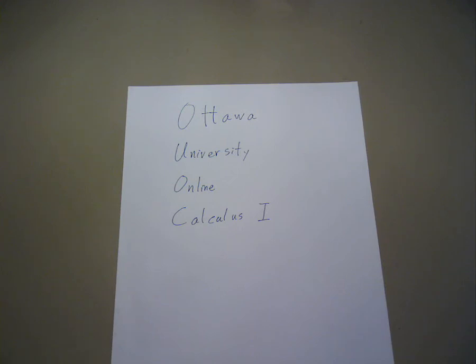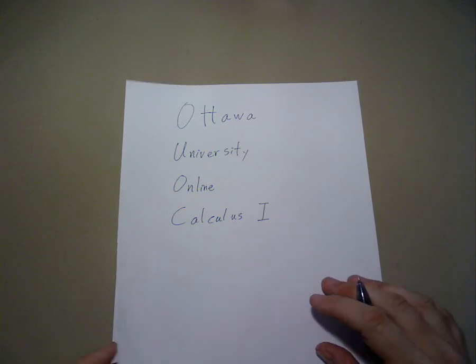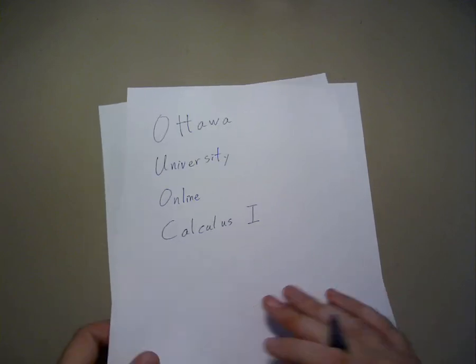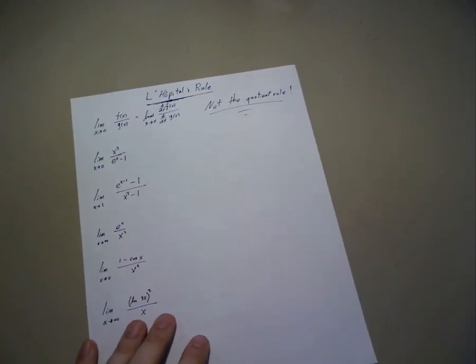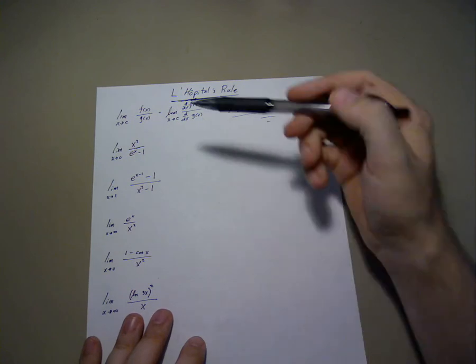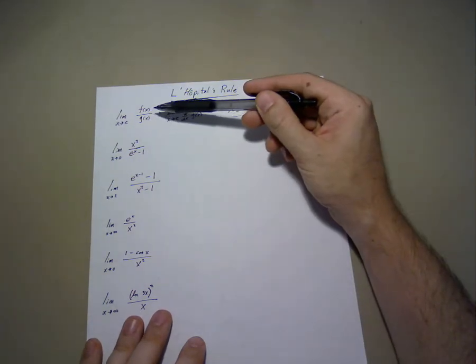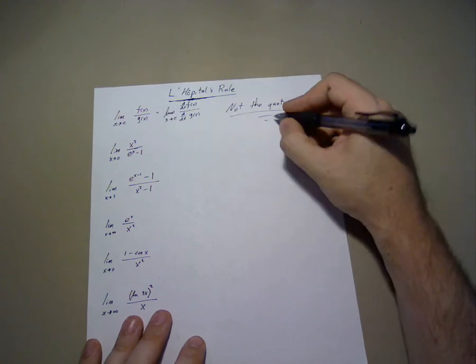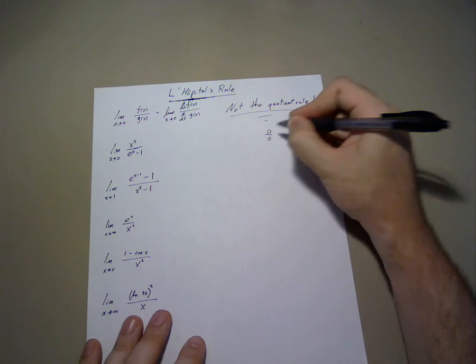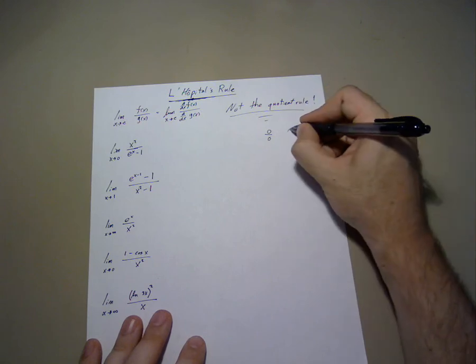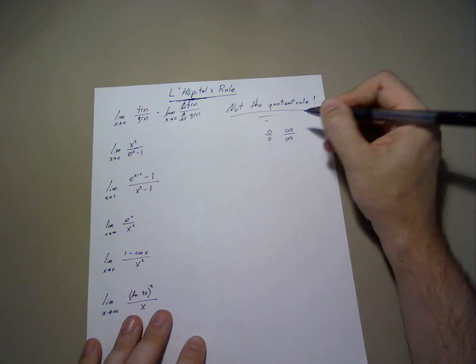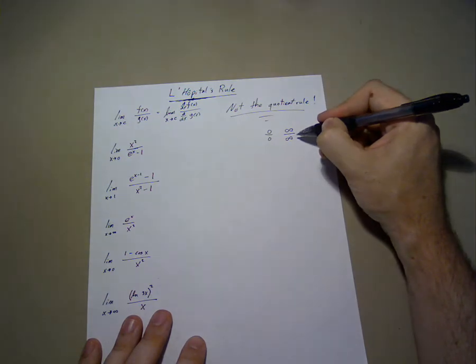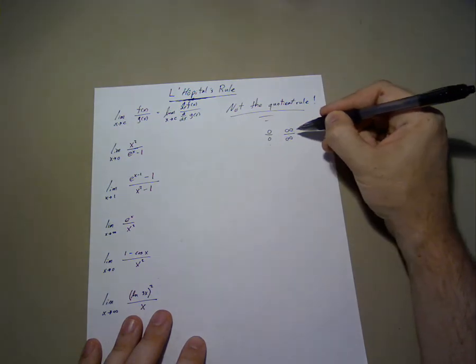In this video, we're going to look at how to apply L'Hopital's rule. L'Hopital's rule involves a limit of two functions, one over another, in such a way that we get either a 0 over 0 or an infinity over infinity type form. If we get either of these two forms, we can use L'Hopital's rule.